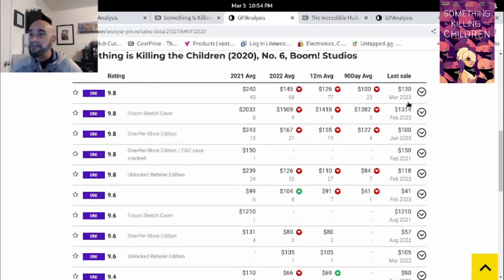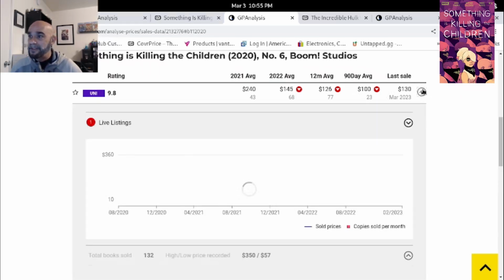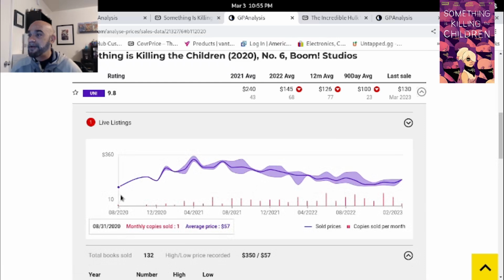So here we go. GPA shows here that this book right now is a $100 book trending down. You know what I say about trending down books, guys. It's just like a stock. If it's trending down, it's a great time to buy it. And if we look, when this book first came out in 2020, it was a $67 book.